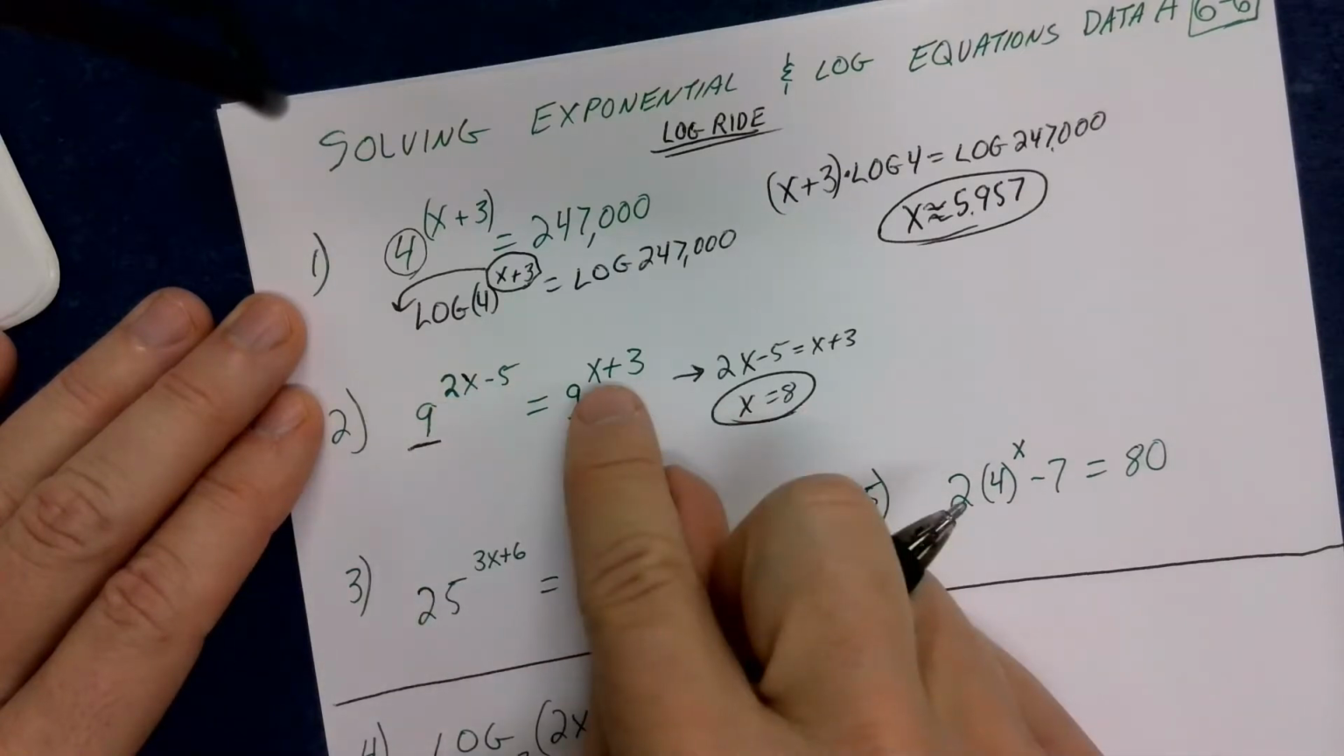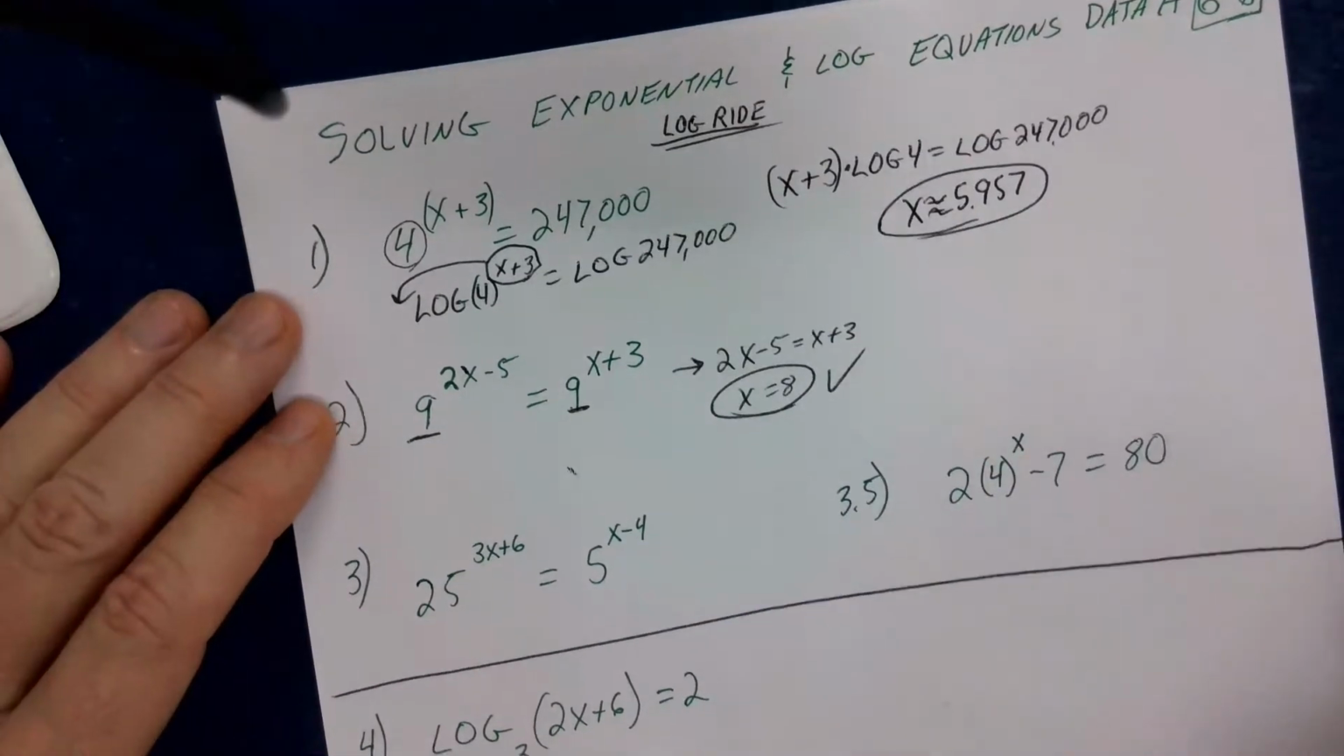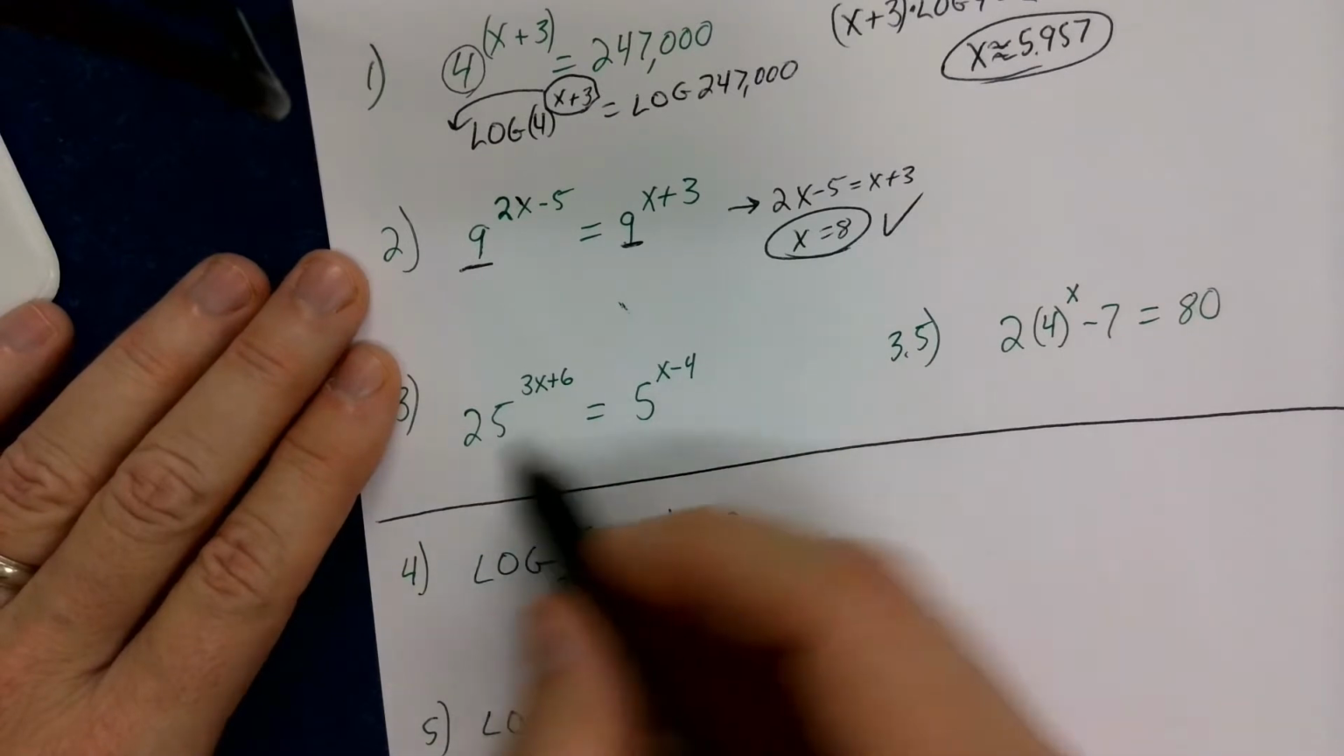So I have 9 to the 11th. And over here, plug in 8. 8 plus 3 is 11. 9 to the 11th. Check mark. That works. Yay. Down here, this one's a little bit tricky because then they're not the same base.